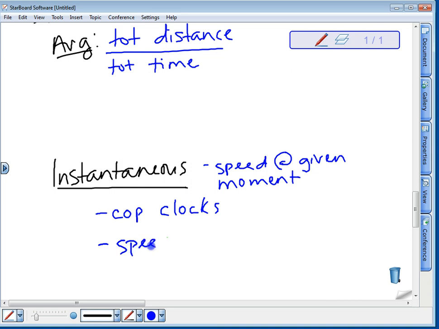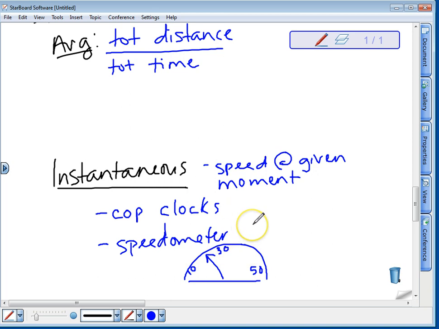This is what your speedometer on your car reads. The speedometer is that little needle where you've got like 10, 30, 50. I know it goes up higher than that, but it would be too crowded. And your speed is being read by that little needle. Okay, this is the speedometer. That's what the speedometer is reading. It's telling you your instantaneous speed.